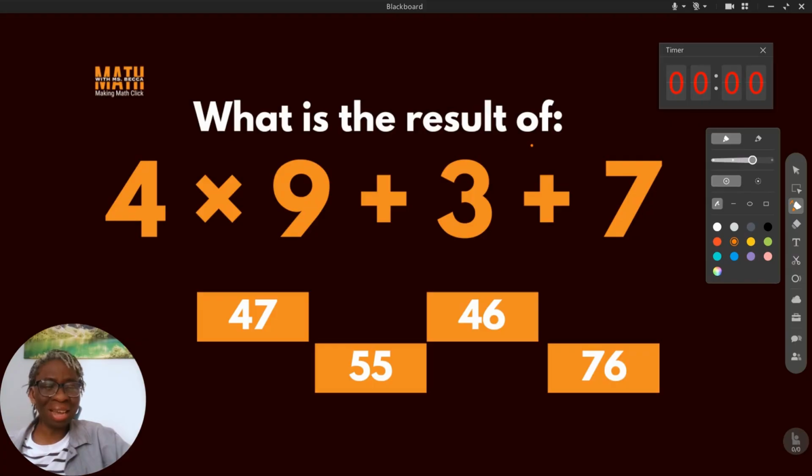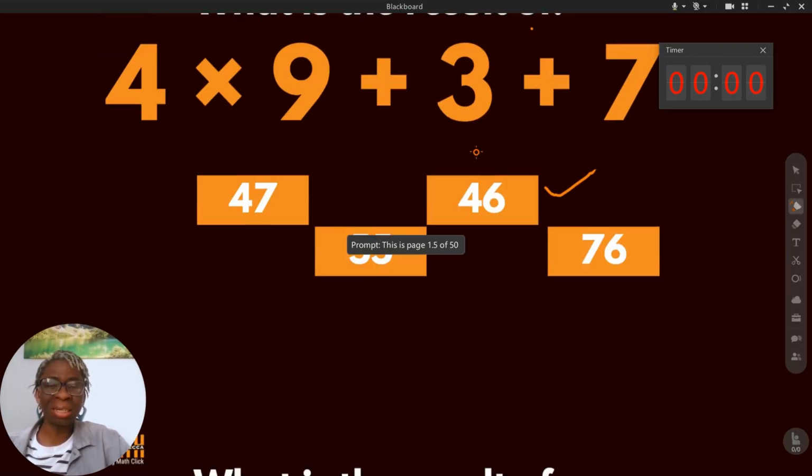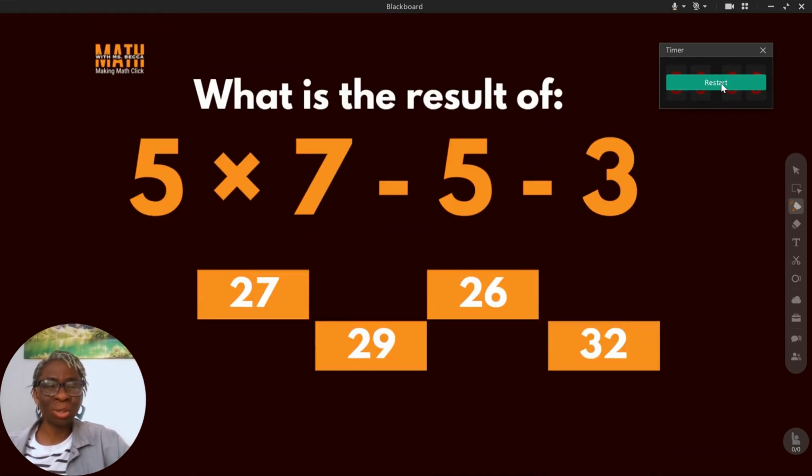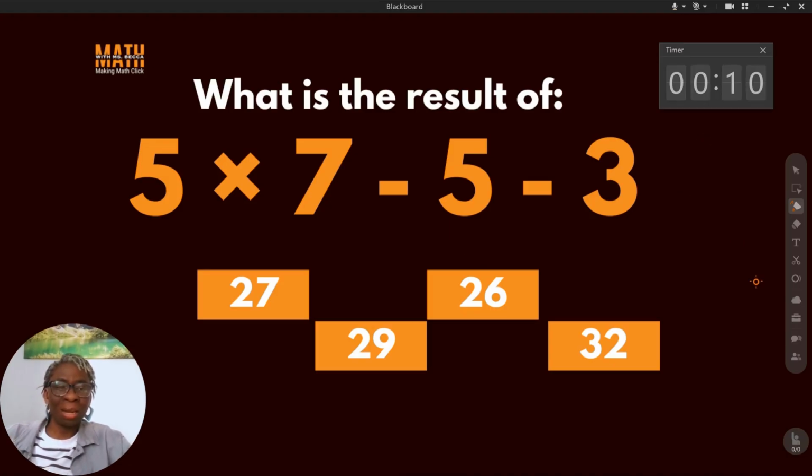And the time is over. The correct answer is 46. 46 is the correct answer. Wait till the end. I will explain the answers at the end. So question 2, let's see.